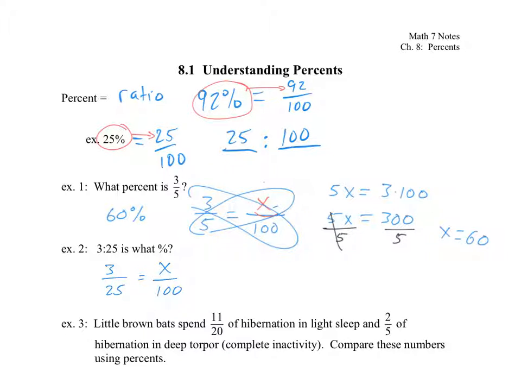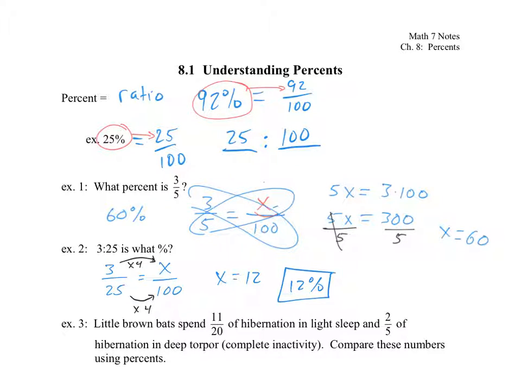How do I get from 25 to 100? Times 4. How do I get from 3 to X? Times 3. Do you agree? If you multiply the numerator and denominator by the same thing, remember filling in those equal ratio tables? Oh, yeah. So X has to be what number? 12. So the final answer: the ratio 3:25 is what percent? 12%.